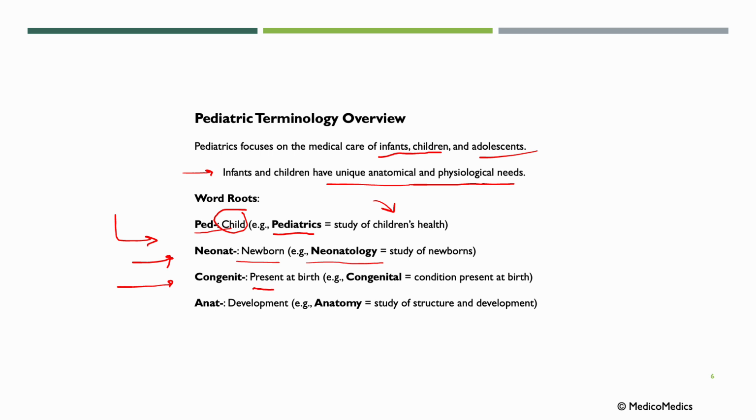Congenit means present at birth. So when we say congenital, we talk about a condition present at birth. You might have heard about the term congenital disease. So it was a condition present at birth. Anat meaning development. So anatomy meaning the study of structure and development.